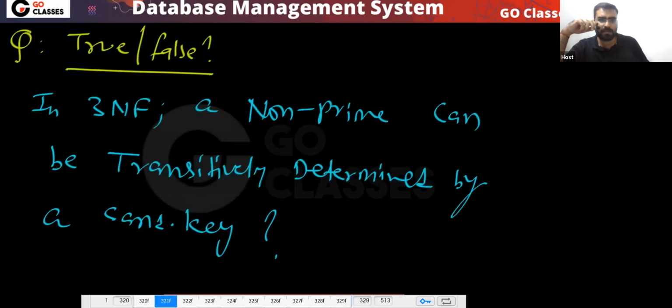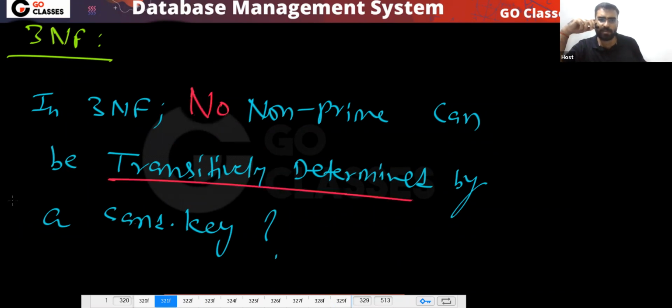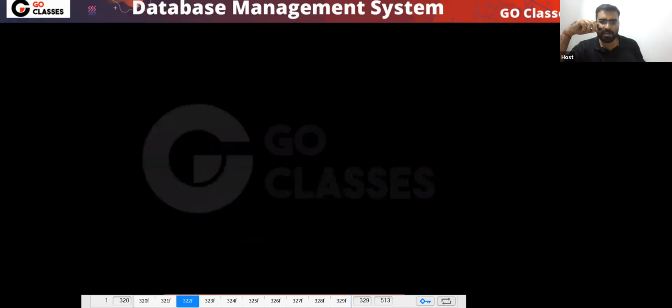Anyway, what is the final definition of 3NF? In 3NF, I can say no non-prime attribute can be transitively determined by any candidate key. Yes or no? This is the 3NF definition. Very simple idea. These are the definitions of 3NF.